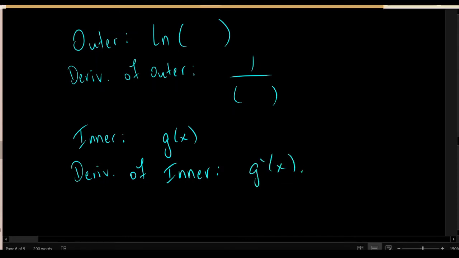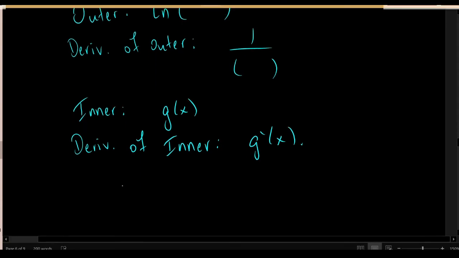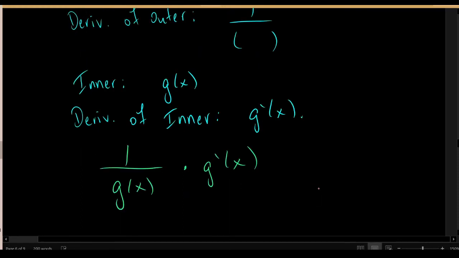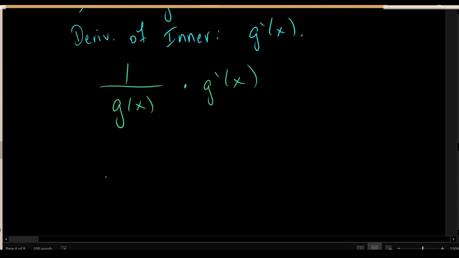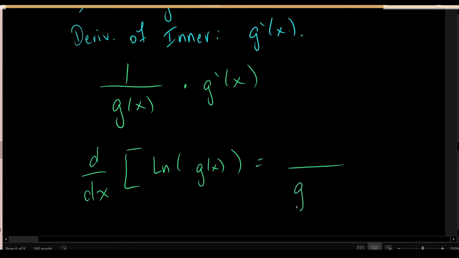So then what would my answer be to this question? My answer would be 1 over g of x fills the blank, and multiply that by g prime of x. Or in simpler terms, if you want the derivative of natural log of a thing, first reciprocate g of x, and then put g prime of x in the numerator.